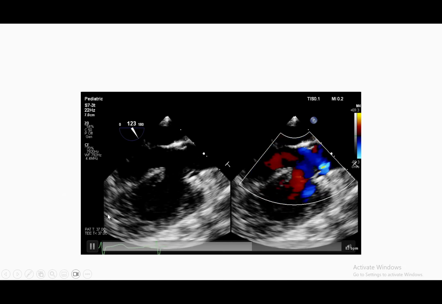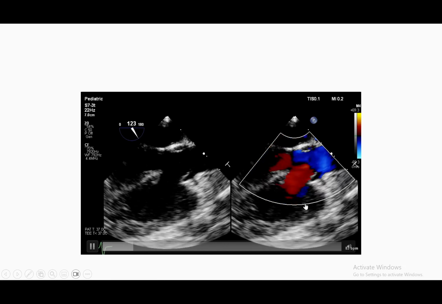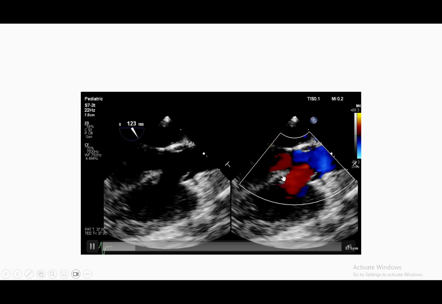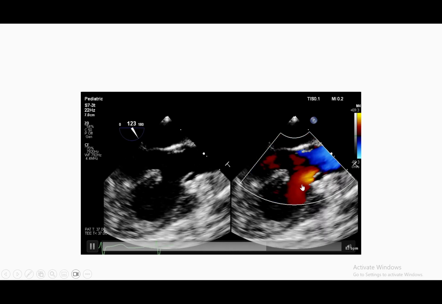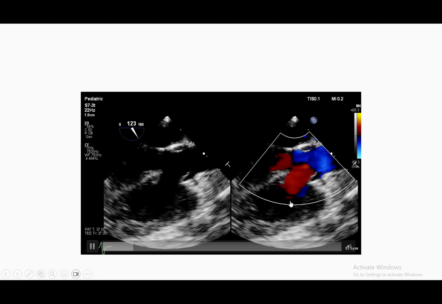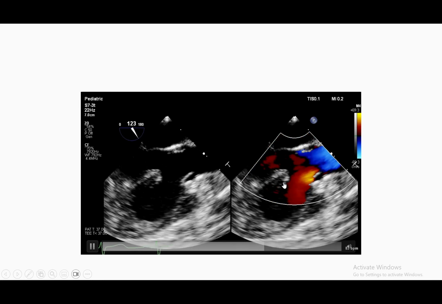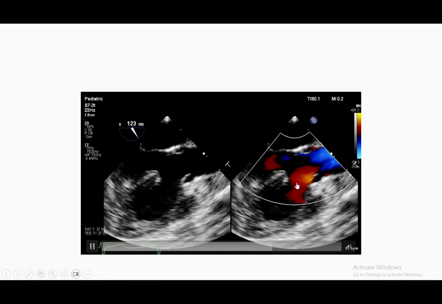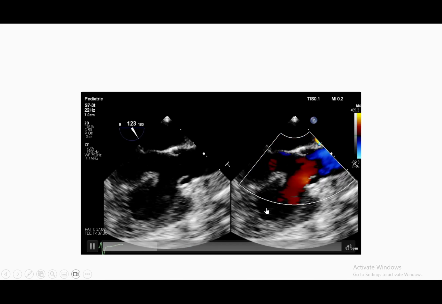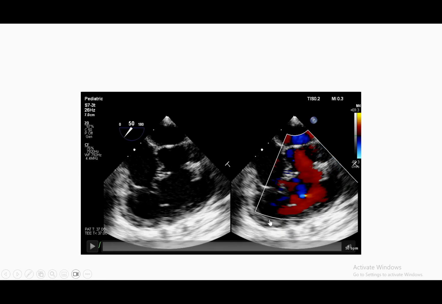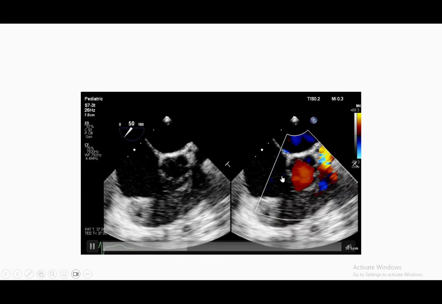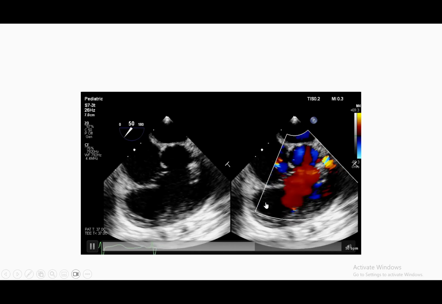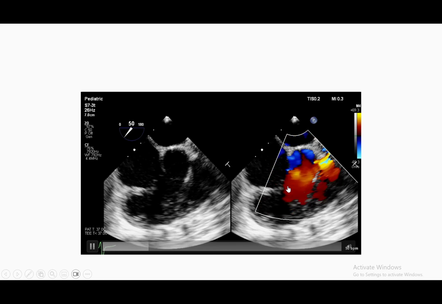This is the long axis, mid-esophageal long axis. This is the aorta, enlarged and overriding the interventricular septum, and this is the VSD. And you can see during systole, blood flows from the right ventricle to the aorta. It becomes red during systole. This is the RV inflow-outflow view. You can see the VSD, blood flowing from the RV to the aorta.